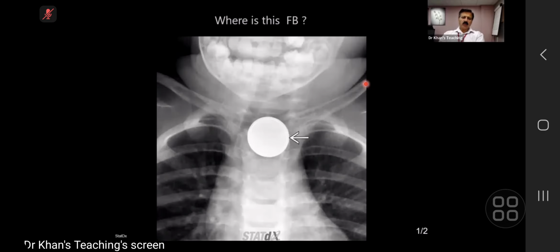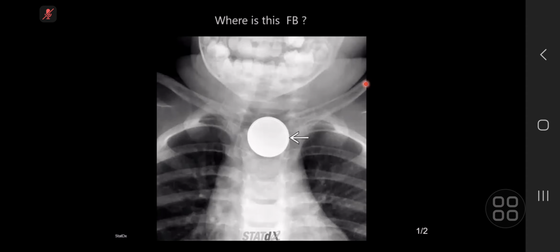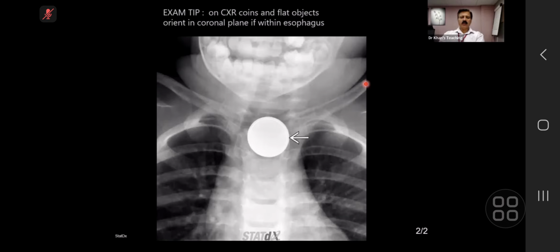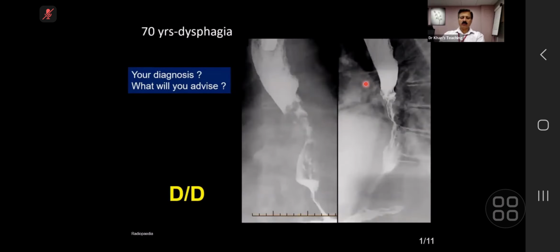Well done. Where is this foreign body? This is in the esophagus because I can see the round projection in the AP film. Right. Take home point: on a chest X-ray, a coin or a flat object orients in a coronal plane if it is in the esophagus. So that is pathognomonic of a foreign body in the esophagus.